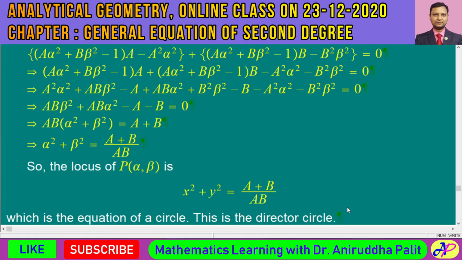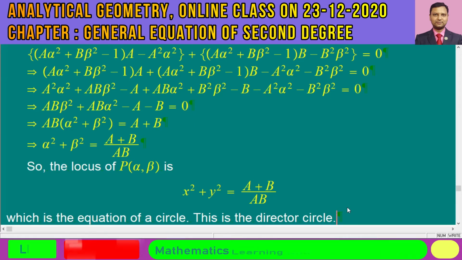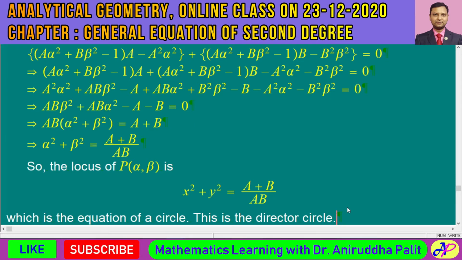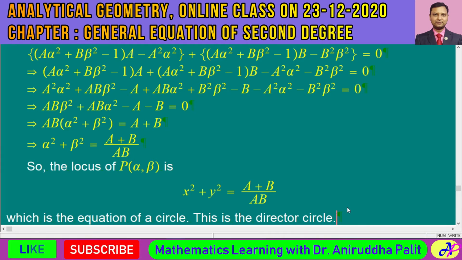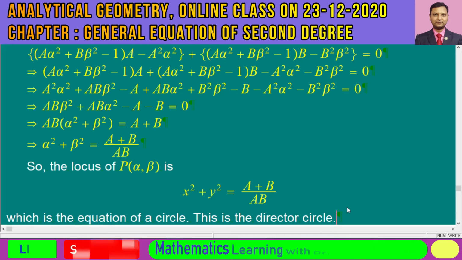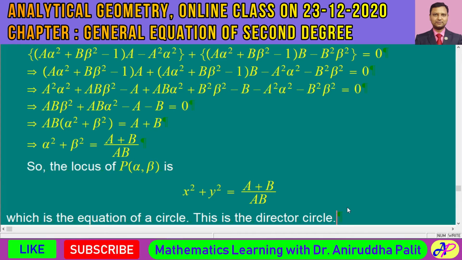Now is it clear to you everybody? ব্যাপারটা clear হলো how to compute director circle? হ্যালো, হ্যাঁ স্যার। কারো কোনো কোশ্চেন আছে? ইয়েস স্যার। ডু ইউ হ্যাভ এনি কোশ্চেন? ডাজ এনিবডি হ্যাভ এনি কোশ্চেন রিগার্ডিং দিস ডিসকাশন?